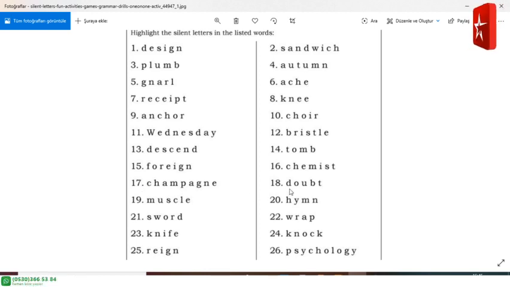And number 18. D-O-U-B-T. Let me pronounce it for you correctly and repeat after me if possible. We say doubt. Doubt without B. Yes, B is the correct answer. Zeynep is the first student who wrote the correct answer. Doubt.